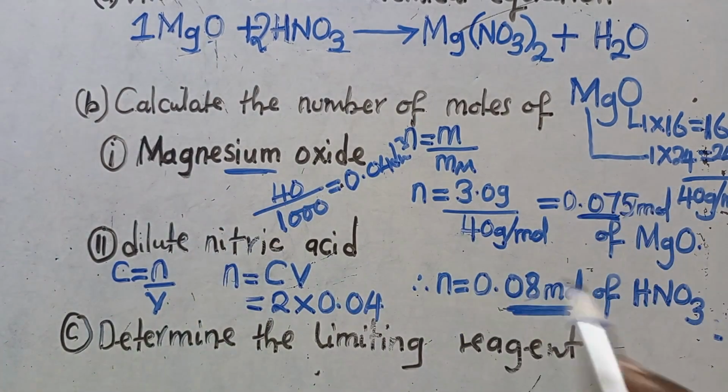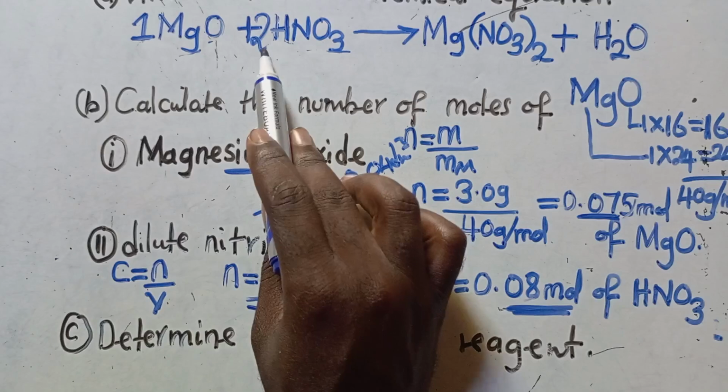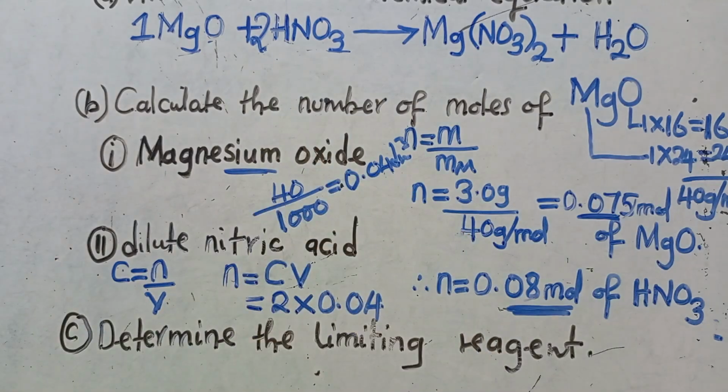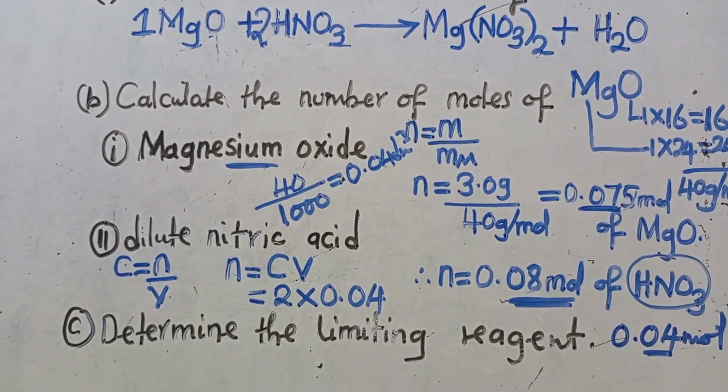If you get this answer that is here, divide it by 2, that 2 that is there. So this answer that is here, when we divide it by 2, we are going to get 0.04 moles of what? Of this one. So these ones are now less compared to that. So how can you answer this?